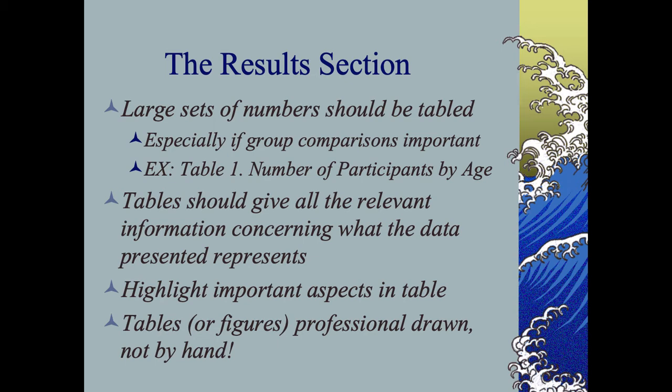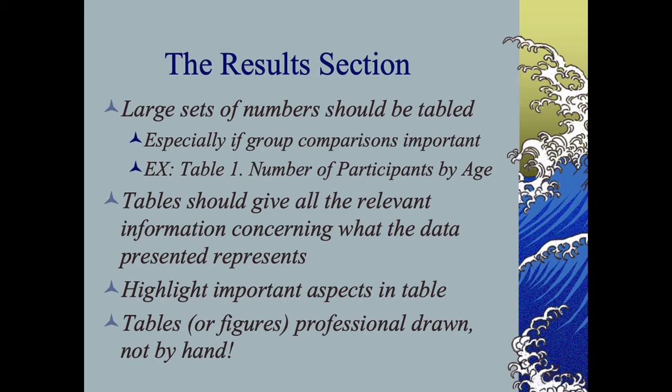Some other tips for the results section. Remember that large sets of numbers you'll see are often tabled or organized in some other sort of mass format, especially if you're looking at group comparisons, like those age categories or genders like I mentioned. And remember that tables should give all the relevant information. So if sample size is important, sometimes you'll see notes at the bottom that say that sample size may differ based on certain groups or something. Make sure that significance is labeled if appropriate, things like that.